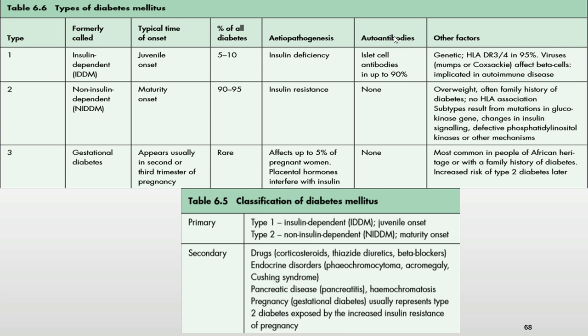The second type, the most common, affecting up to 90% of the population, is called non-insulin dependent. Here we have enough insulin. The insulin is sufficient, but there is resistance to the insulin. The receptors do not receive it.